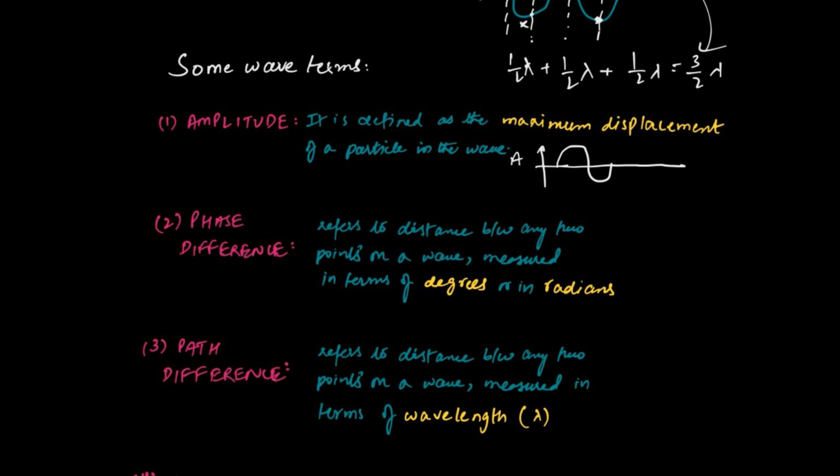So the maximum displacement, as you could see, of this point is over here, so this would be the amplitude of this specific particle. So amplitude again is defined as the maximum displacement of a particle in the wave. Then comes the phase difference. We have already discussed previously. Again, it refers to distance between any two points on a wave measured in terms of degrees or in radians.